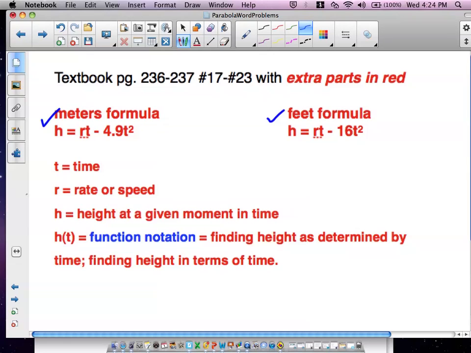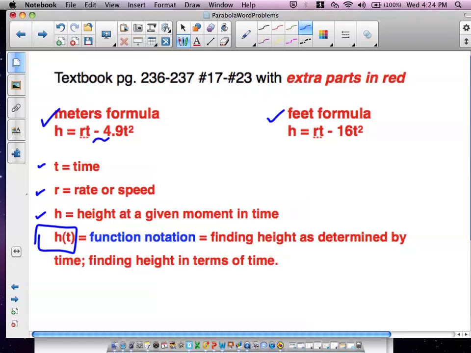The parts of the formula: the T stands for time, the R stands for the rate of the object, the rate at which the object is moving or traveling through the air. The H stands for the height of the object at any given moment in time. And I've turned it into function notation to help you understand function notation a little bit better. We're just simply taking these formulas and calculating the height of the object at a particular moment in time.